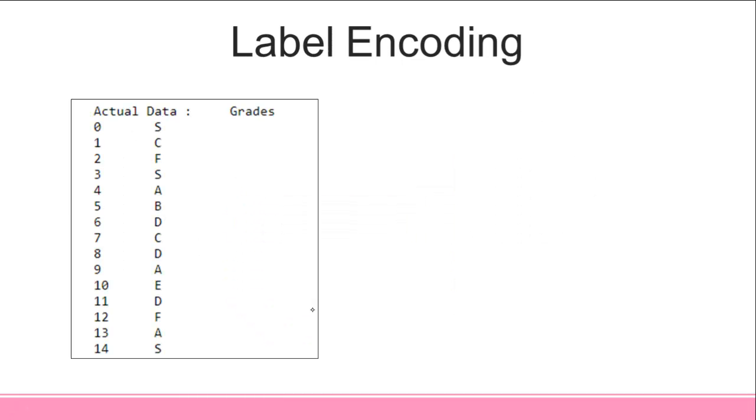So label encoding, if you see, these are the actual data which I have given. These are the grades. Grade starts with S, and then A, B, C, D, and then E, F.